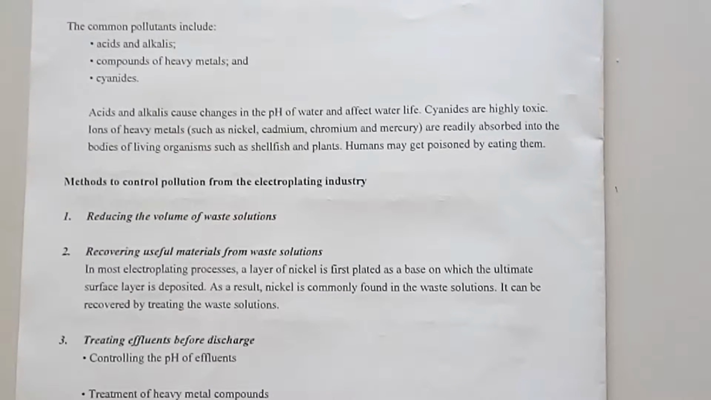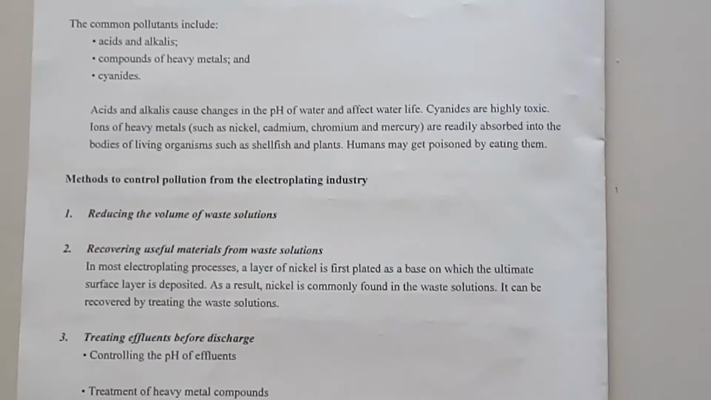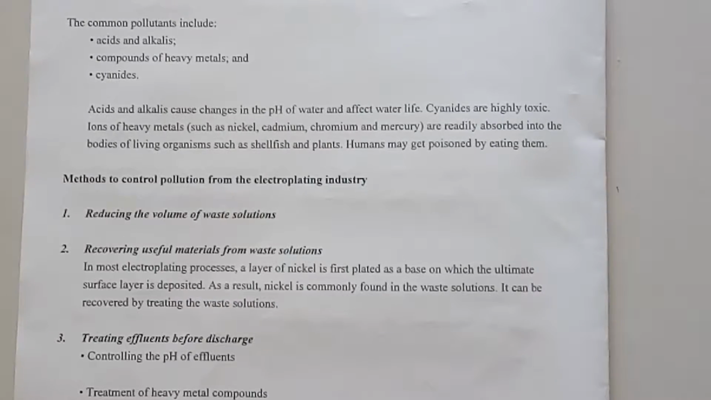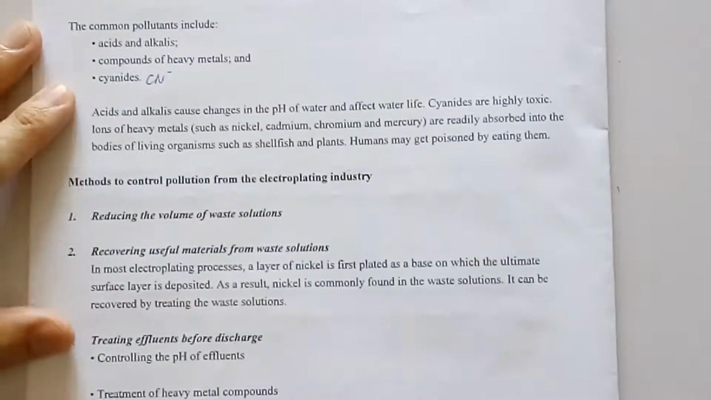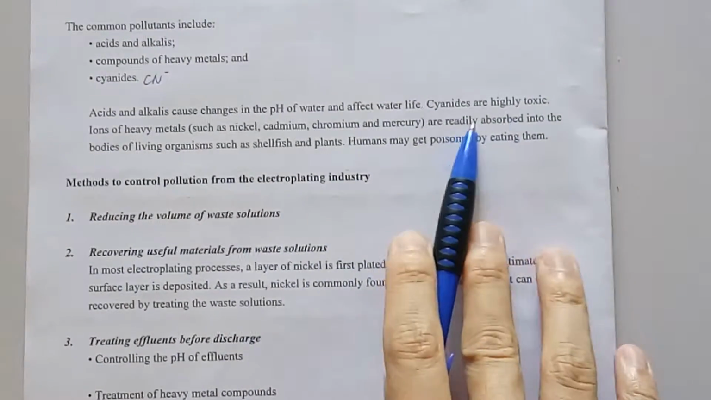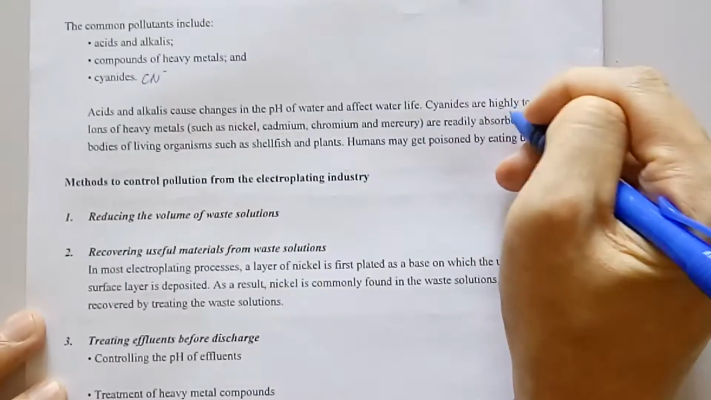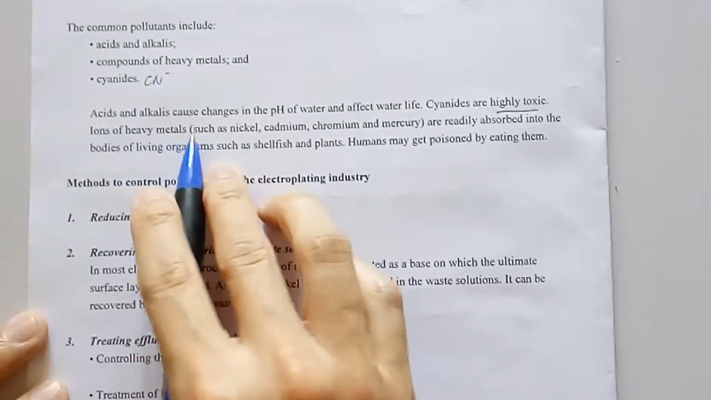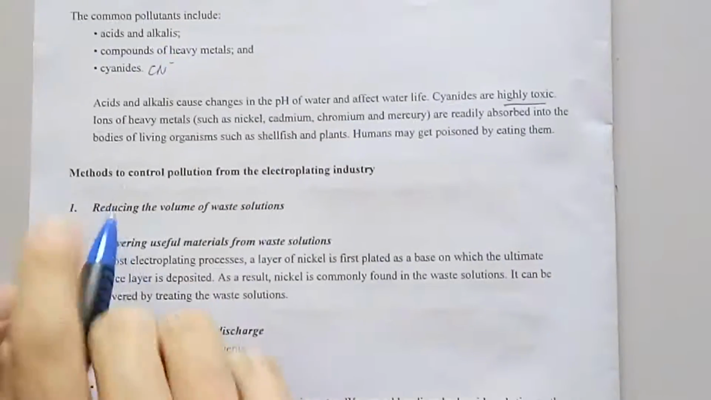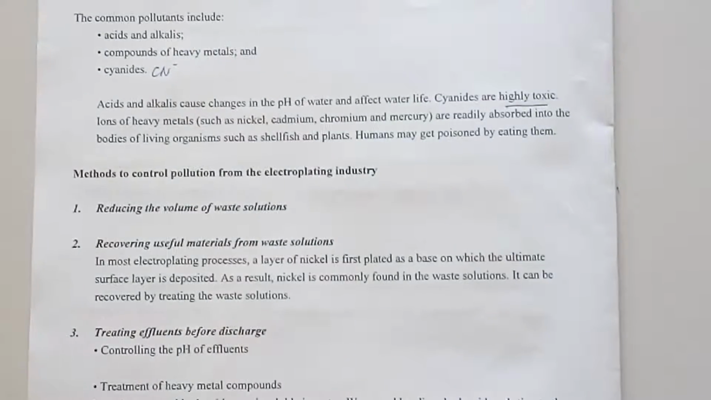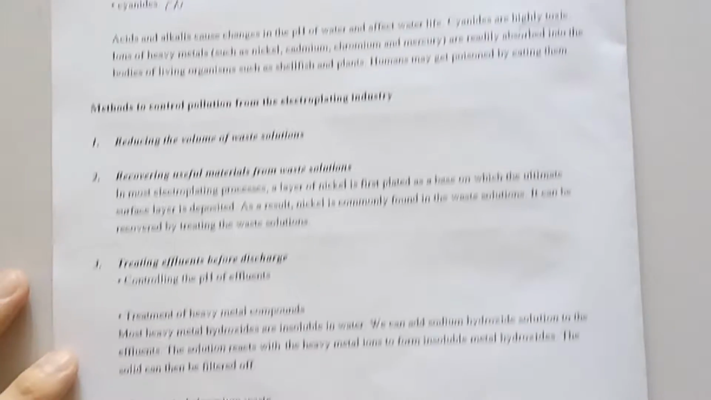Well, next we're going to discuss the pollutants from the electroplating industry. We have discussed a lot on the previous page. They contain acid or alkali, heavy metals, then there are ions and cyanide ions. Cyanide is very highly toxic, and the heavy metal is also toxic to human bodies or even marine life. The acid and alkali will change the pH value. This will prohibit or kill the marine life.